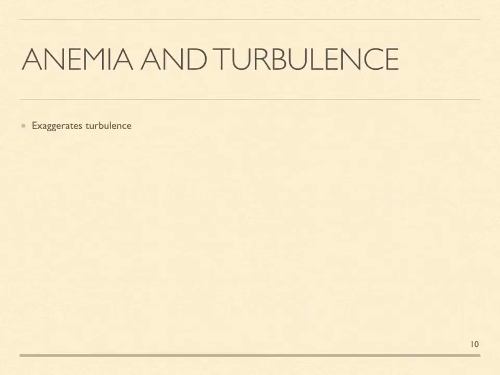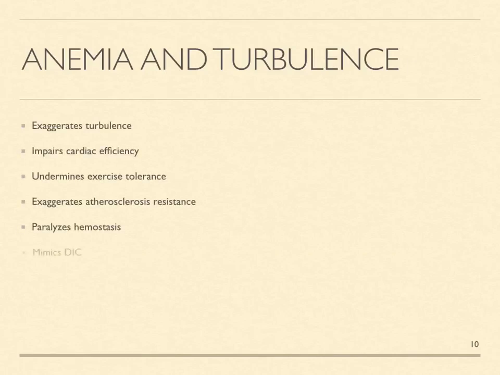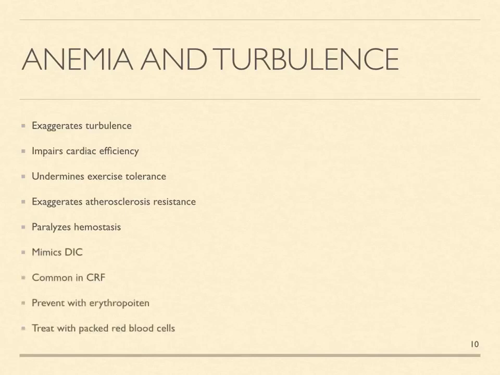In mammals, anemia exaggerates blood turbulence, which impairs cardiac efficiency, undermines exercise tolerance, and exaggerates atherosclerosis resistance. Severe anemia, which most often occurs due to chronic renal failure, can paralyze hemostasis and mimic disseminated intravascular coagulation, but the cause is different. Hemostasis is restored with erythropoietin or transfusion with packed red blood cells to restore normal red cell mass.